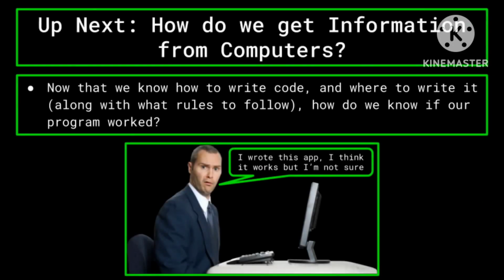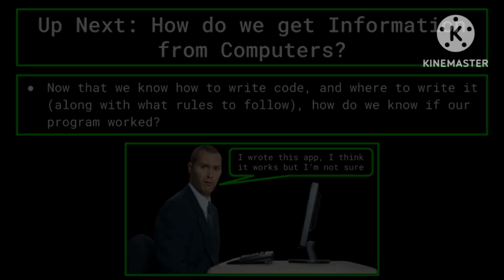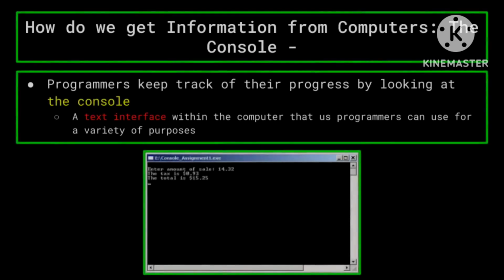So now that we know how to write code and where to write code, we next need to cover what happens after we have typed out our program and run our code. Because writing a piece of code for a game or for a database is cool and all, but after the computer interprets the program, how will we know what's happening and whether or not it's working? Well, programmers do this by looking at the console. The console is a text interface within your computer that us programmers can use for a variety of different purposes.